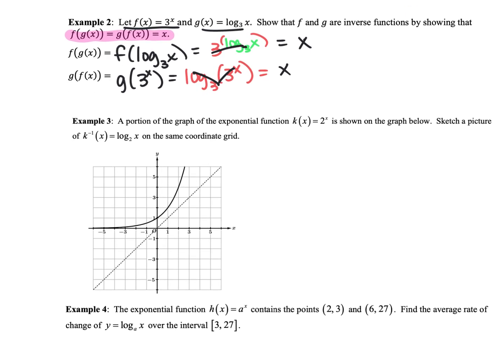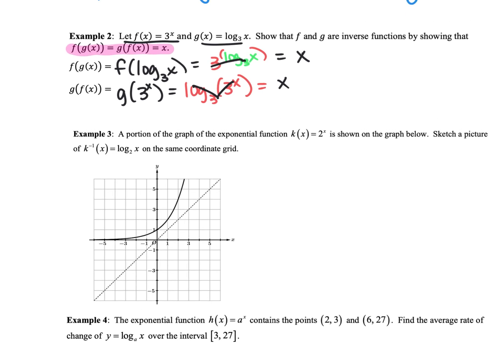All right, let's look at number 3. This one again is graphing, okay? It tells me that they graphed k of x for me, which is 2 to the x. And they want me to sketch a picture of the inverse, log base 2 of x, okay? Now, for me, one of the easiest ways to do that is to think table of ordered pairs, all right? So if I look at the function that's graphed there, let's just pick a few points that we can see well. I can see 0, 1, and I can see 1, 2, and I can see 2, 4 pretty decent, okay? So that is my k function right there.